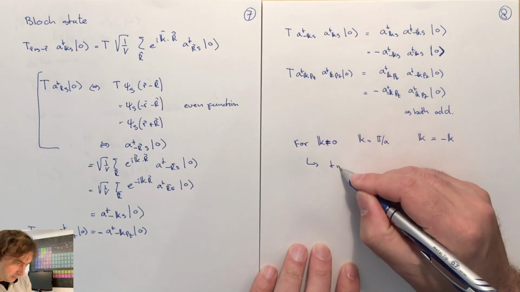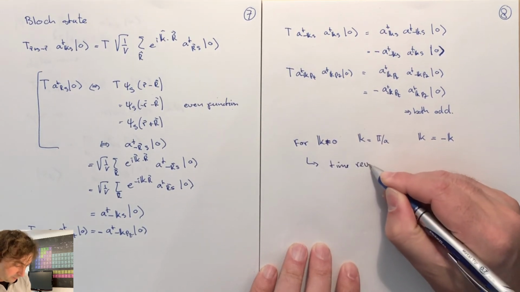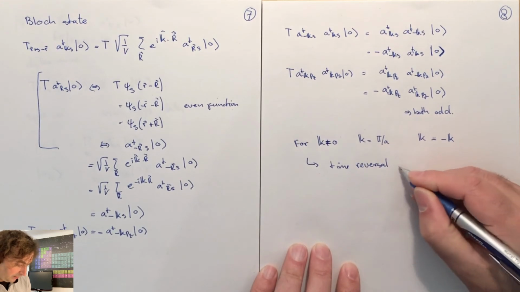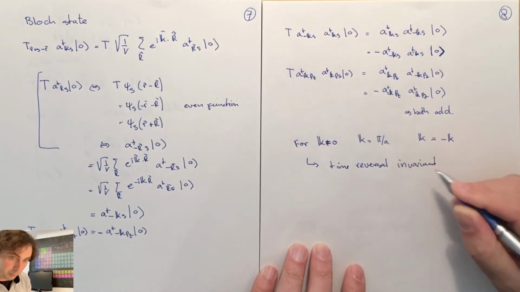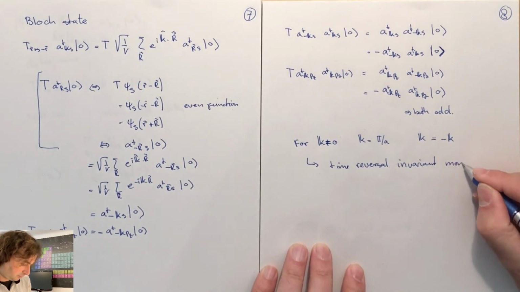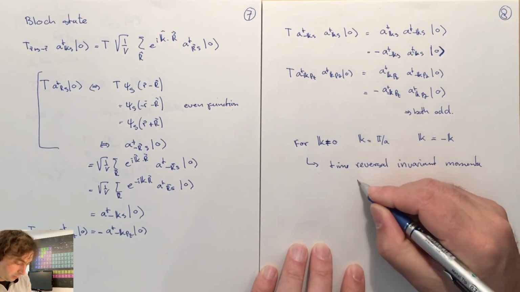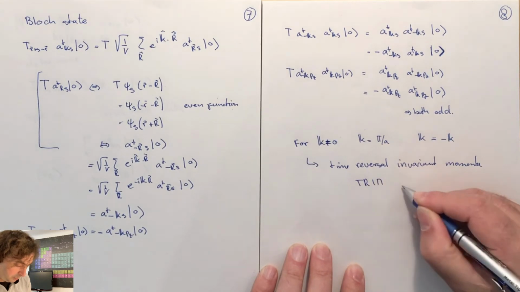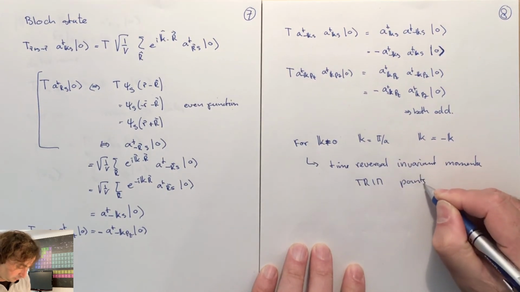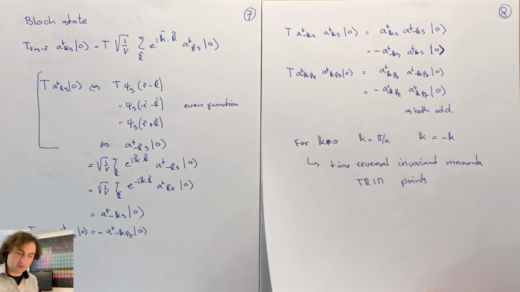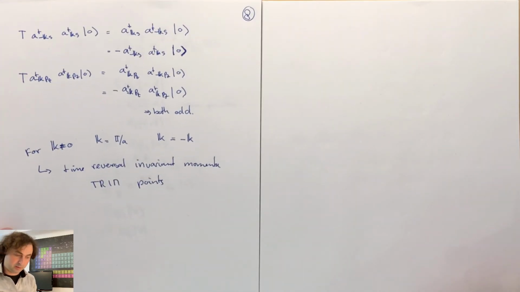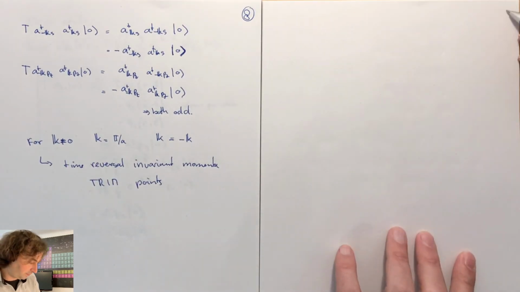These are known as the time reversal invariant momenta, or TRIM points. And as we will show later, it is the TRIM points that in the end determine if your state is even or odd.